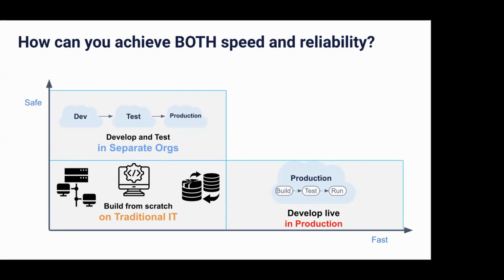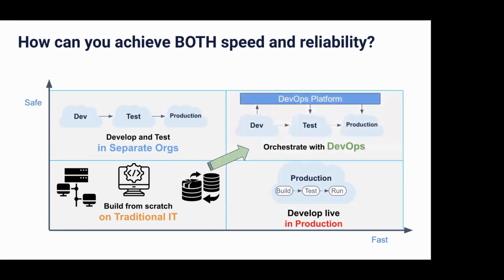But what do you really want? You want fast and safe, both, right? So you need multiple orgs, dev, test, and production orgs. But you need a way to orchestrate the flow of changes so they can move quickly, right? Fast and safe.